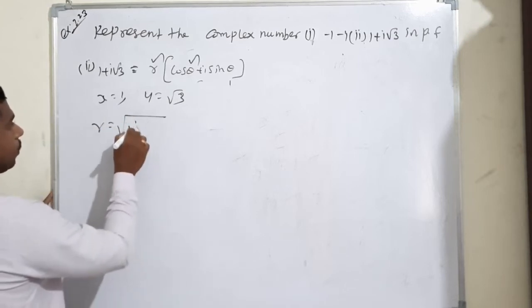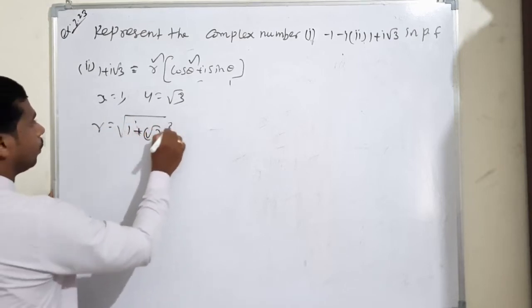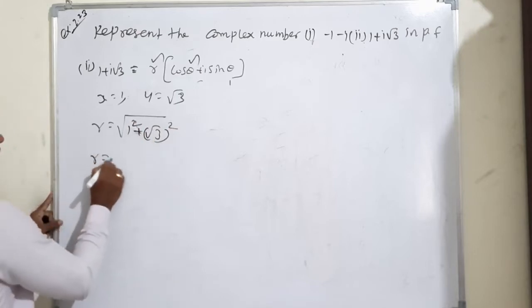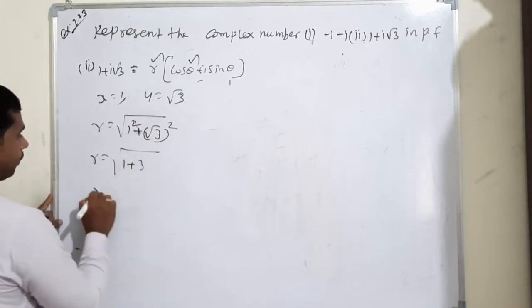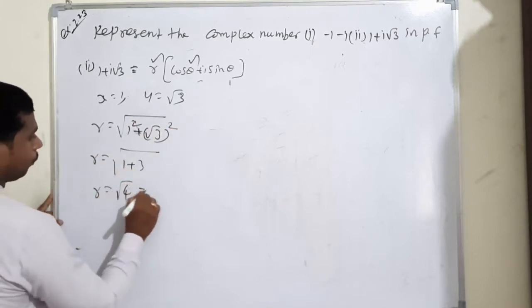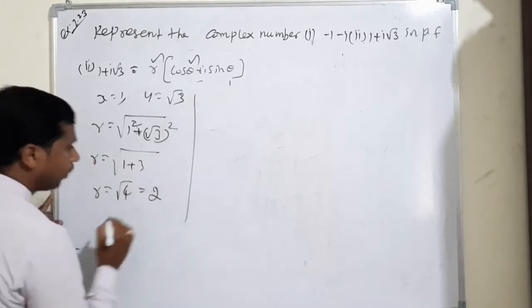Now, how to find r, the square root of x square plus y square? X square means 1 square, and y square is root 3 the whole square, so 1 plus 3. So, r is equal to root 4, which means 2. So, the r term is over.